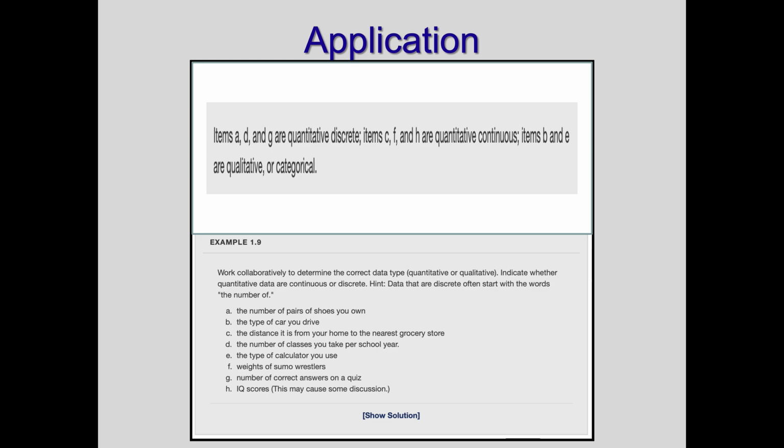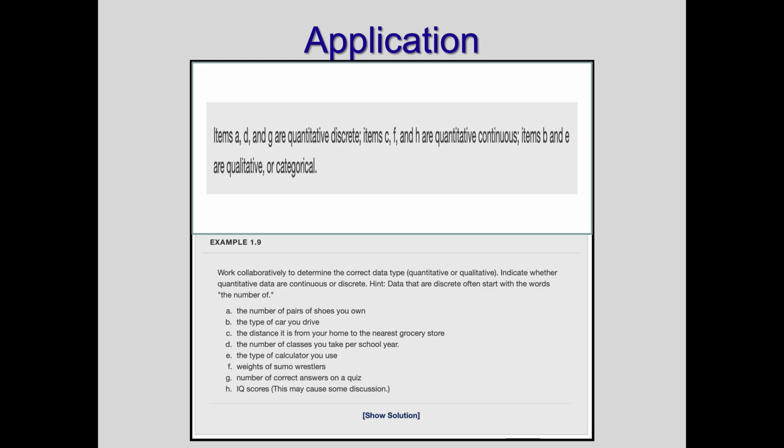Next up, quantitative continuous, things that can be measured, broken down into finer and finer pieces. C, the distance from your home to the nearest grocery store. Distance is measured. F, the weights of sumo wrestlers, measured for sure. H, IQ scores, measured because you put it on a test. All right. Your IQ score is a measurement, and measurements are continuous data.